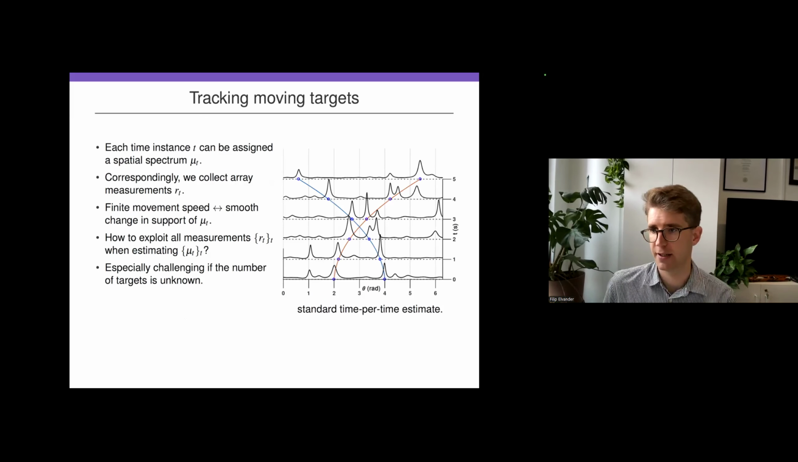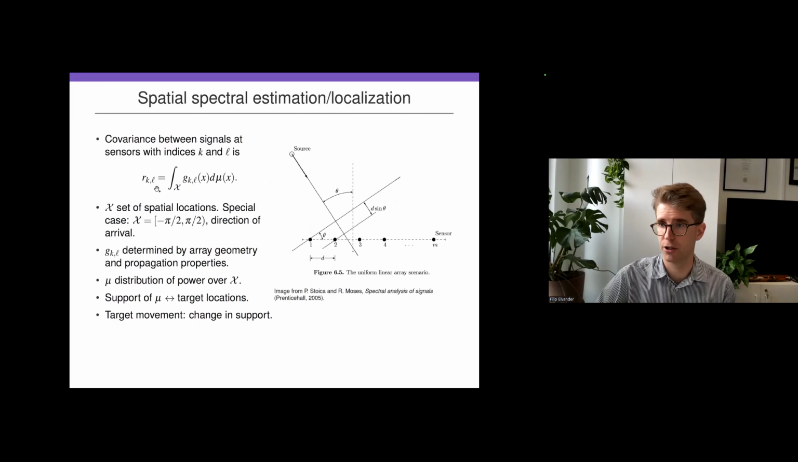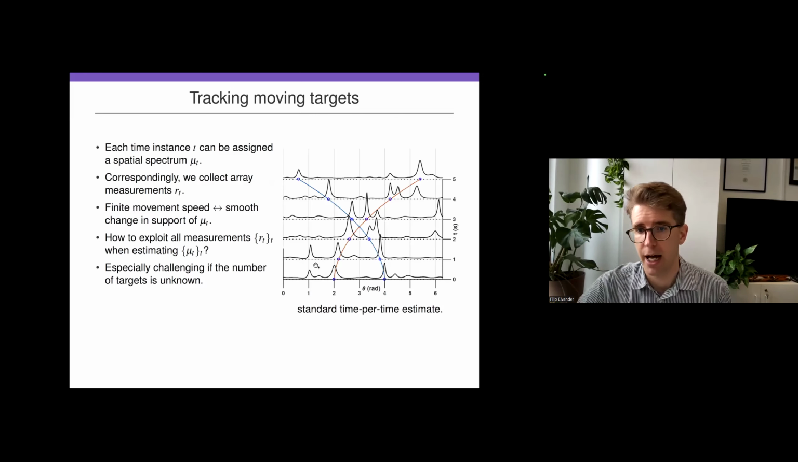But what happens then, let's say if you would want to do tracking of some objects that move. So let's say that you have something like this. Here I've basically generated signals where you have two targets that move in angular space, and at different time instances, you record measurements from the array, basically noisy versions of this. And then you try to estimate the spectrum from those. And the problem here is that you have quite few measurements, it's noisy and so on.